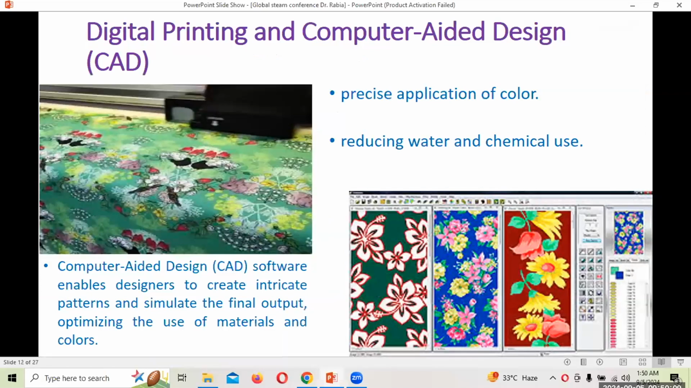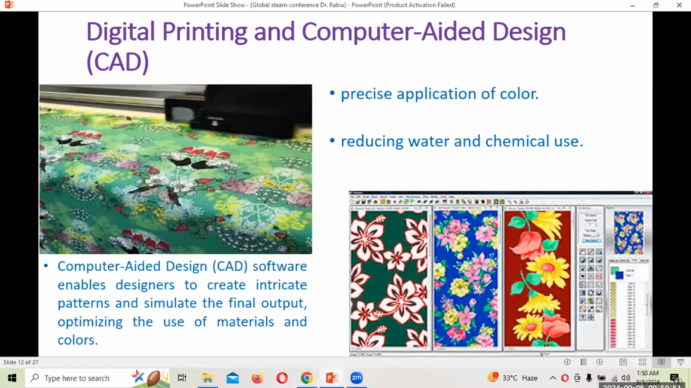The second most innovative thing is digital textile printing and computer aided design, which approximately completely remove the water consumption and dye wastage from the textile industry, because digital printing allows only a particular amount of chemical needed for printing and dyeing without any wastage. So this is the most innovative thing in textile printing and dyeing technology.